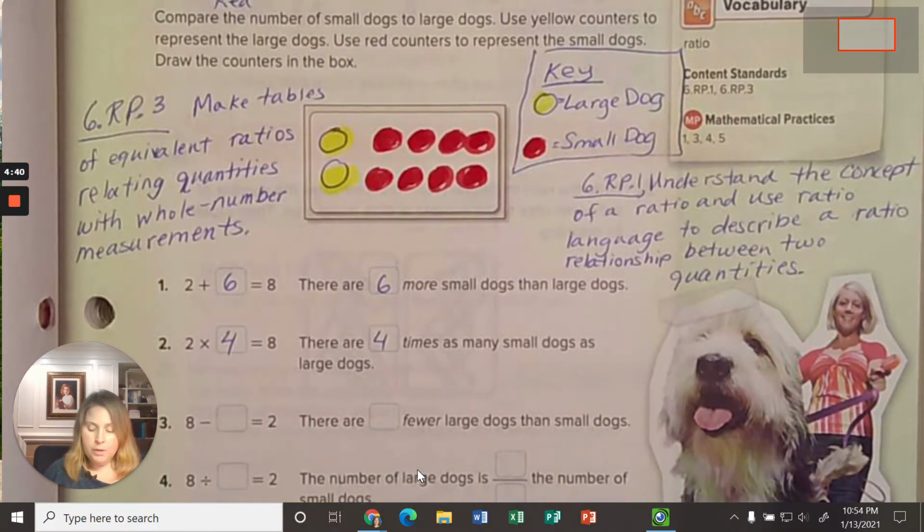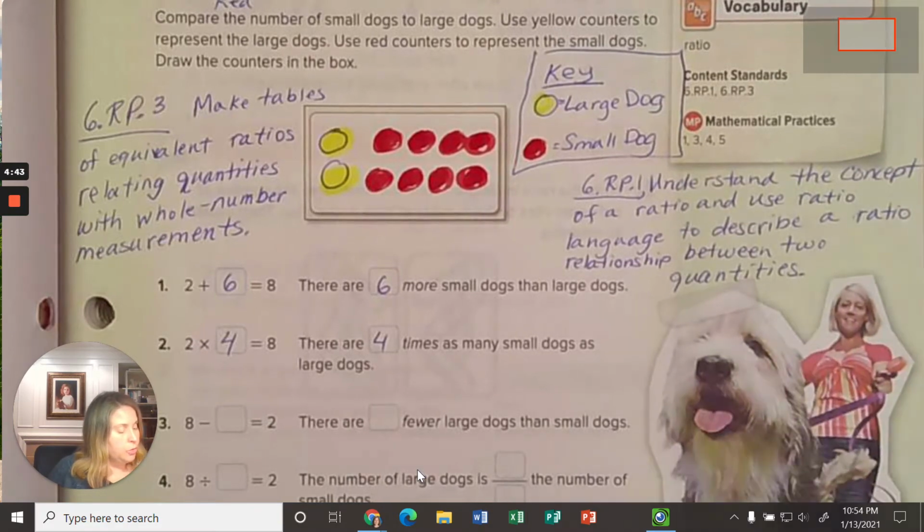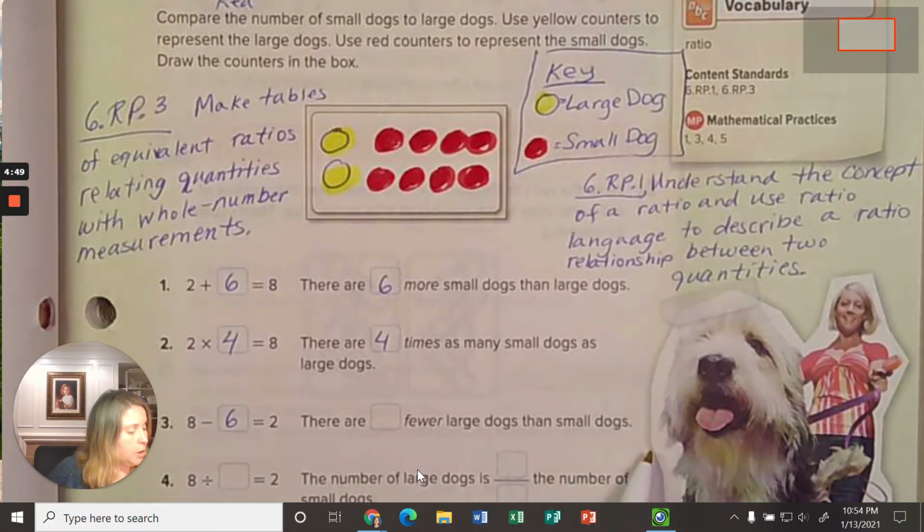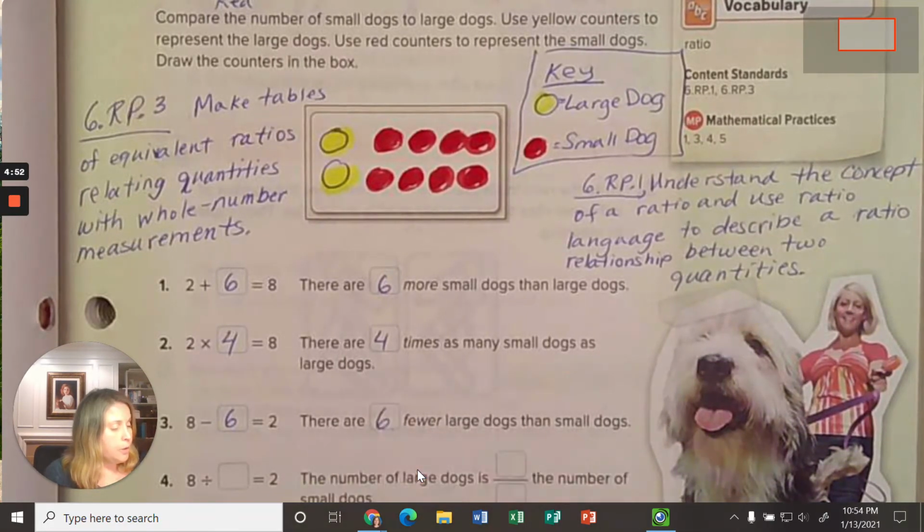Number 3, 8 minus blank equals 2. Okay, well 8 minus 6 equals 2. There are 6 fewer large dogs than small dogs. Okay, so 6 fewer large dogs than small dogs.